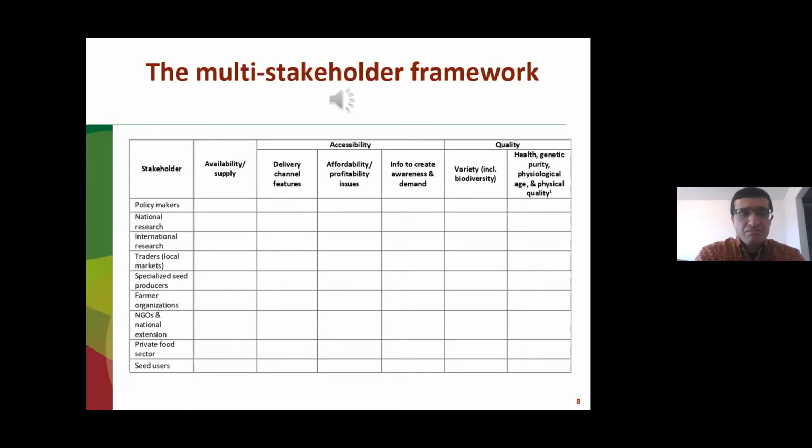And then we have the columns. We use the concepts of seed security. First we have seed availability and supply. Then we have seed accessibility with 3 categories: delivery channel features, affordability and profitability issues, information to create awareness and demand. And then we have seed quality, including variety and biodiversity, and the concepts of seed quality, including health, genetic purity, physiological age, and physical quality. Where each row and column meet, they form a cell, which can be filled in by the teams, defining the role of each stakeholder in relation to a seed security function, or a bottleneck, or an information gap.